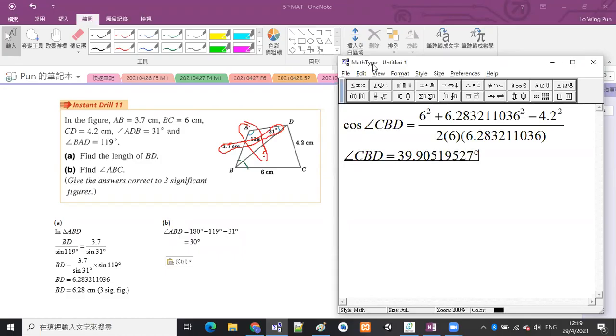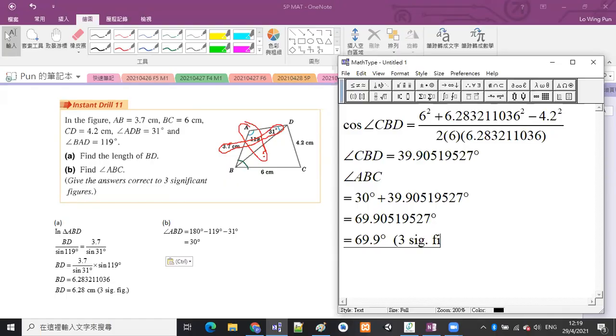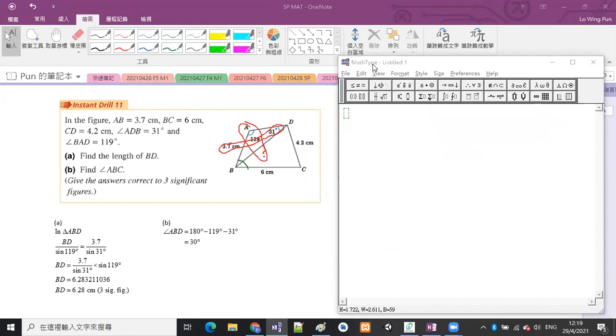Degrees. This is not the final answer, so please do not correct to 3SF at this stage. The question asks us to find angle ABC, which is equal to 30 degrees plus 39.9051957 degrees, and that should be equal to 69.9051957 degrees. Because this will be the final answer, we may correct this number to 3 significant figures. It should be 69.9 degrees, and that will be the answer of part B.